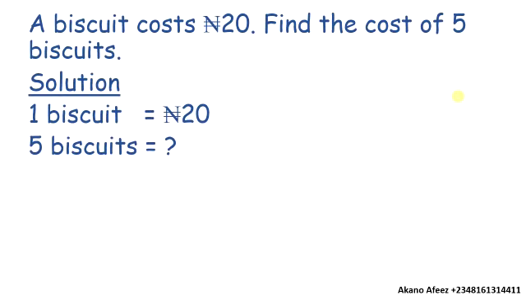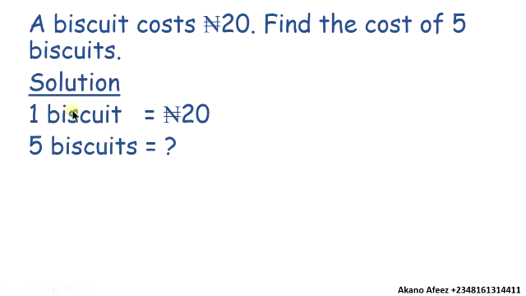A biscuit costs 20 naira. Find the cost of 5 biscuits. To solve this, we have to translate this into a mathematical statement. A biscuit, that is 1 biscuit, equals 20 naira. Find the cost of 5 biscuits.